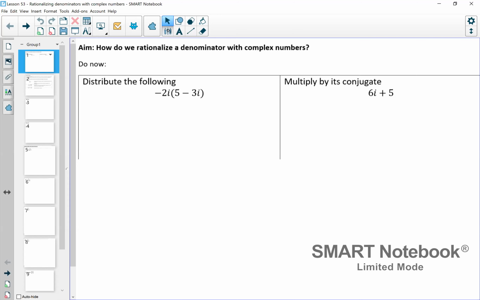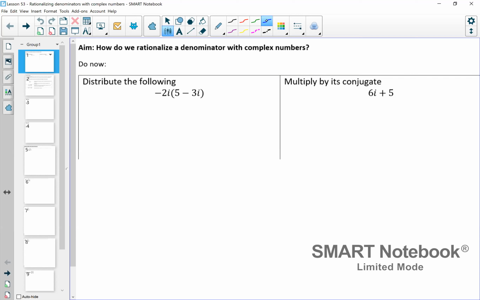So before we start the do now, if you're watching it on EdPuzzle, it'll pause automatically. If you're watching it elsewhere, pause the video and try the do now yourself. All right, so hopefully you all have gotten these correct, and I'm going to go through the do now myself.